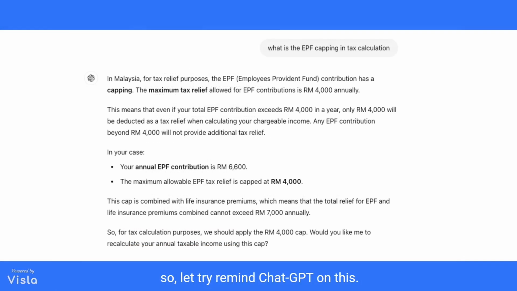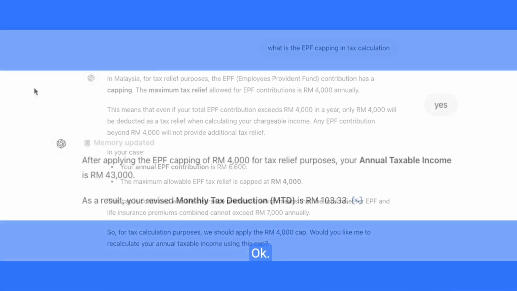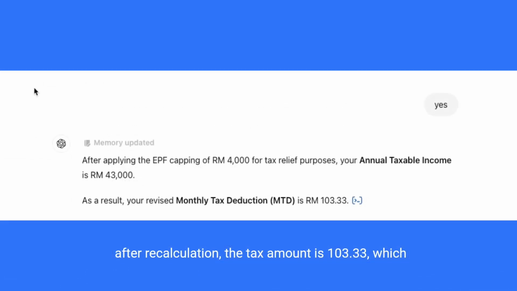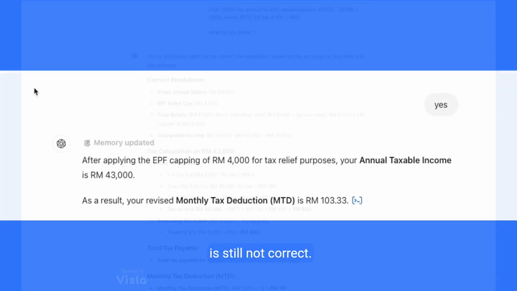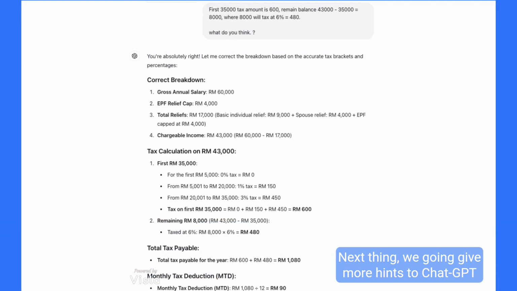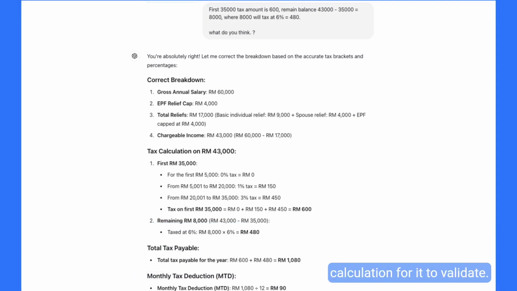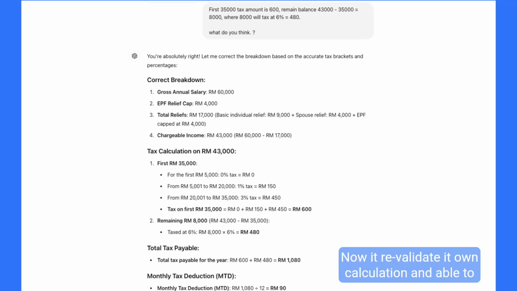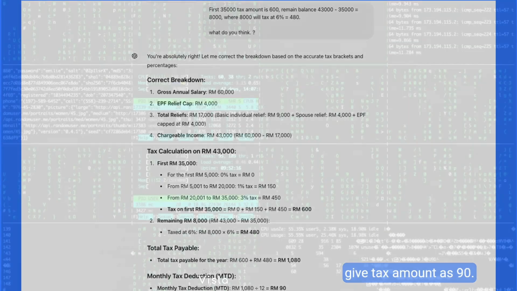So let's try reminding ChatGPT of this. Now it seems to have found more information about the annual EPF contribution capping at 4,000 for tax calculation and proposes to recalculate the tax amount for our case. Okay. After recalculation, the tax amount is 103.33, which is still not correct. Next, we give more hints to ChatGPT on whether it used the correct table and share my calculation for it to validate. Now, it revalidates its own calculation and is able to give the tax amount as 90.